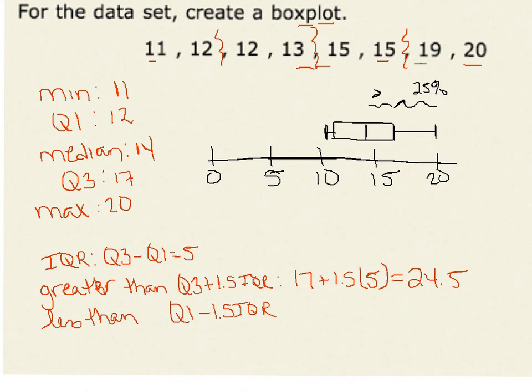Another 25% of the data lie between the median and the upper quartile. 25% of the data fall between the median and the lower quartile, and then 25% of the data fall between the lower quartile and the minimum.